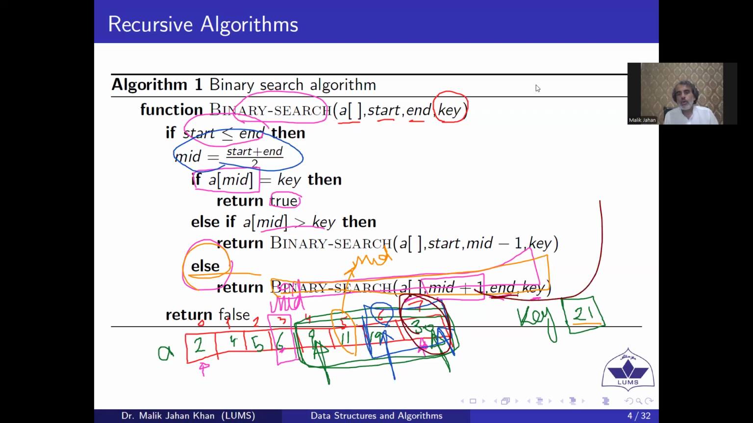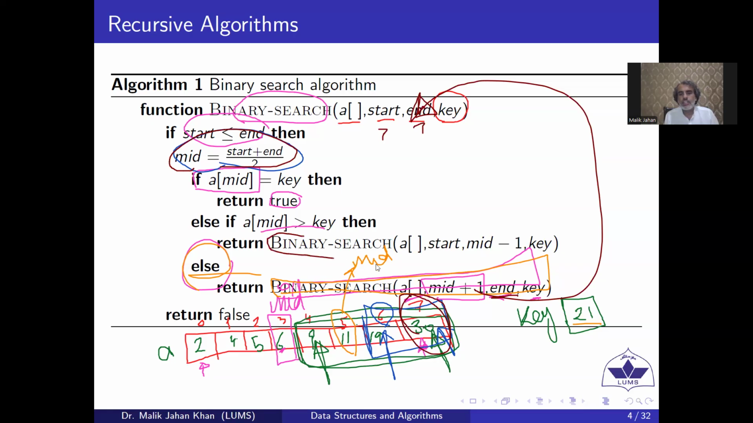So when we recall this whole function, our start and end both are now 7 and 7. We compute the midpoint. That is again 7 plus 7 over 2, which is 7. So we compare it against key, we fail, that's not the case. So this time our A of mid is 30, which is greater than 21.